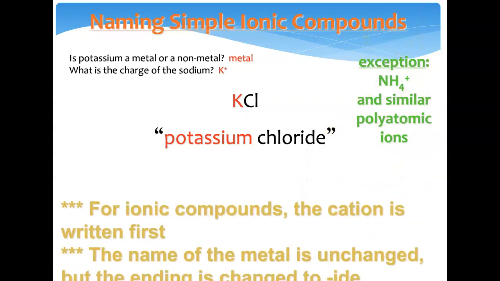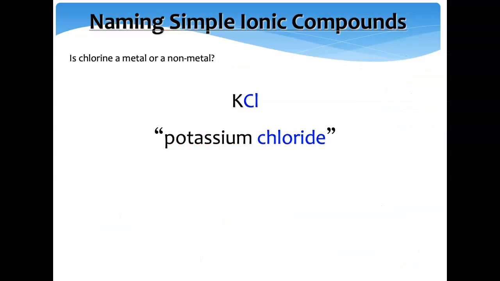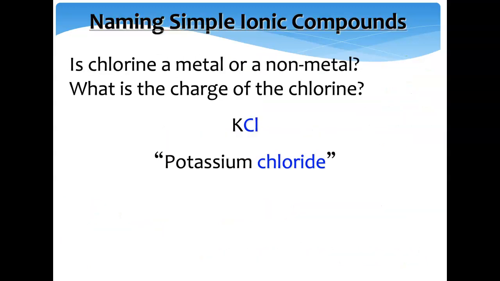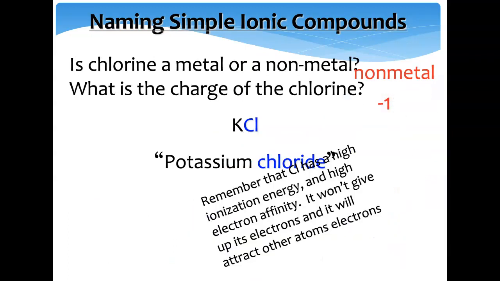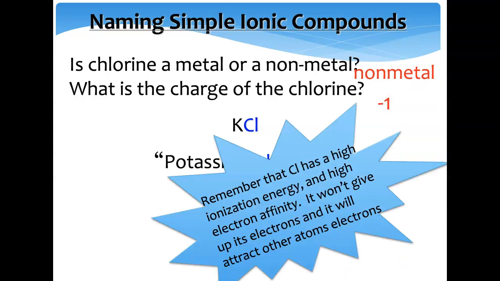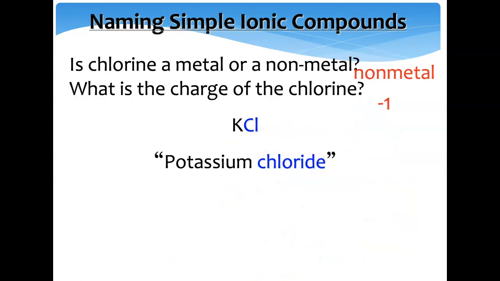And so once again, our metal positive ion is written first. Its name is not changed. And our negative ion gets an -ide ending because chlorine, of course, is a non-metal and it becomes a -1 charge. And so that is how our ionic compound forms. Just like the previous example, chlorine does have a high ionization energy, which means it's going to be very difficult to remove an electron from chlorine, but it also has a high electron affinity. It's going to be very good at attracting another atom's electrons, like potassium in this case.